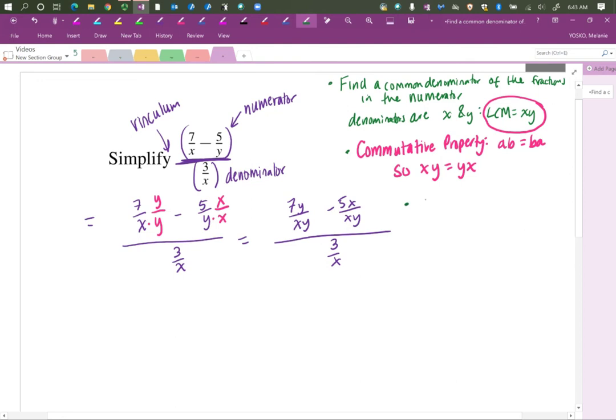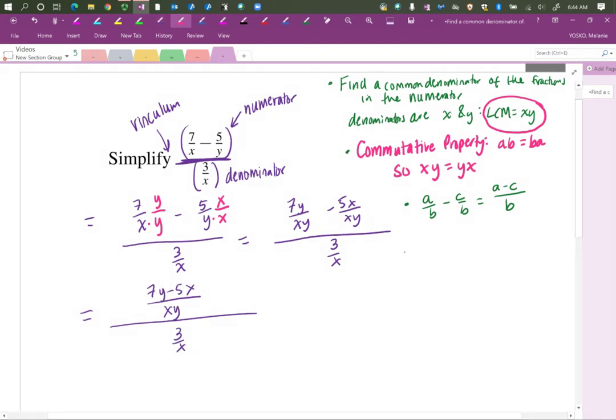So we know that if you have a over b minus c over b, you rewrite the common denominator and you combine the numerators like this. So that's what we're going to do. We're going to rewrite the common denominator, xy, one time, and we're going to combine the numerators, 7y minus 5x. And this 3 over x is still in the denominator.